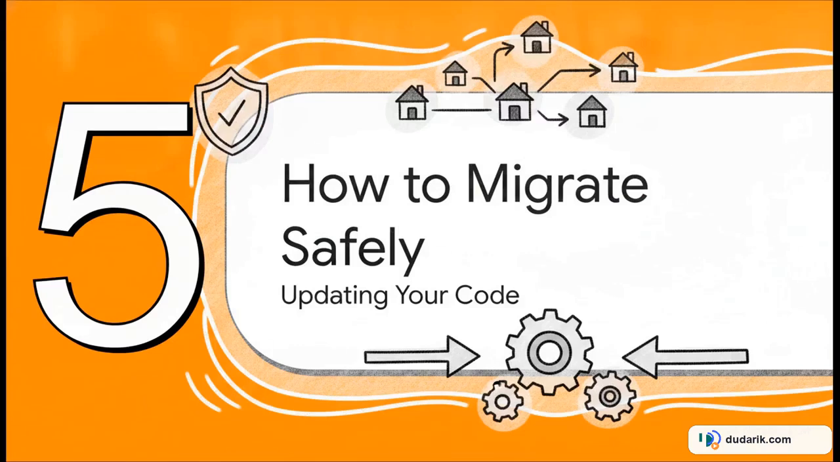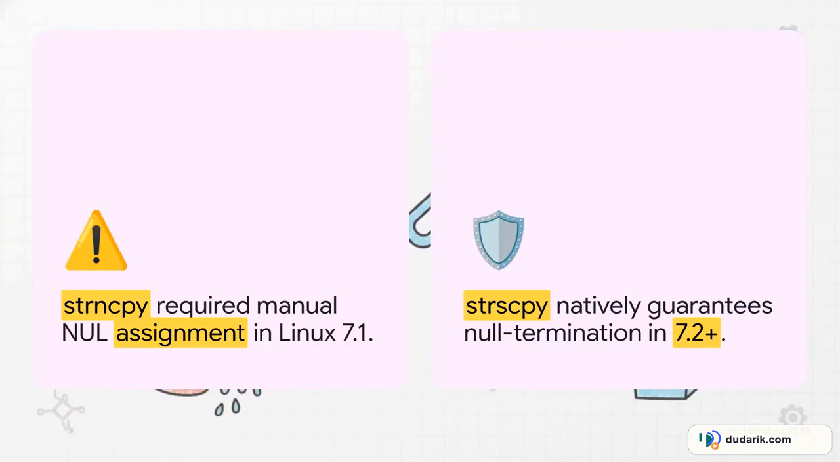Which brings us to Section 5. How to migrate safely. So how exactly do we fix this? Well, here is the cure for out-of-tree developers. And this brilliantly illustrates the shift. Back in Linux 7.1, to safely use strncpy, developers had to do this really clunky manual assignment, explicitly setting that last byte to a null character just to avoid those nasty memory errors. But now, in 7.2 and beyond, it's just a single clean call to strcpy. It natively guarantees null termination, and it simply will not write past the destination buffer.